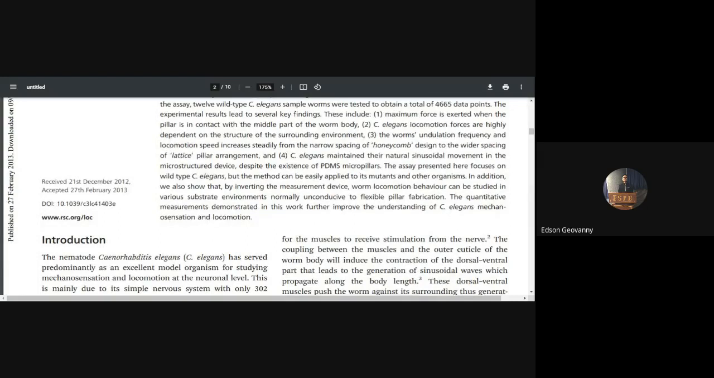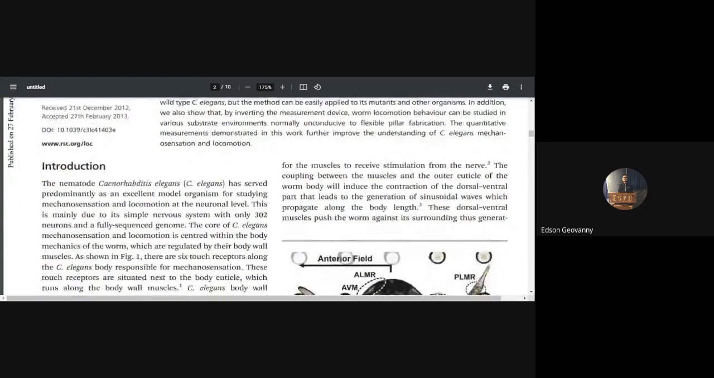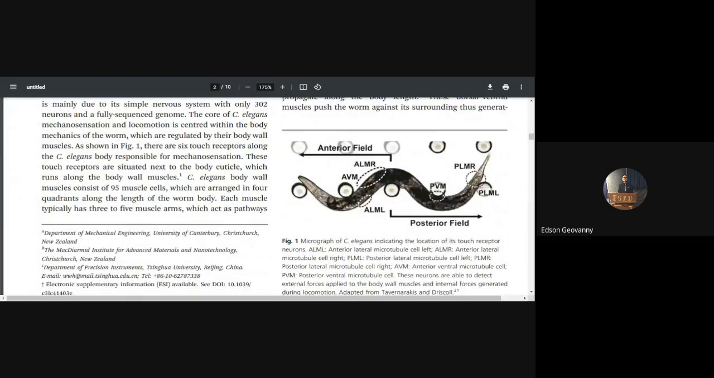In the test, the maximum force exerted by the middle part of the worm on the chip was evaluated. The locomotion of C. elegans depends on the surrounding environment. C. elegans kept the sinusoidal motion on the device.